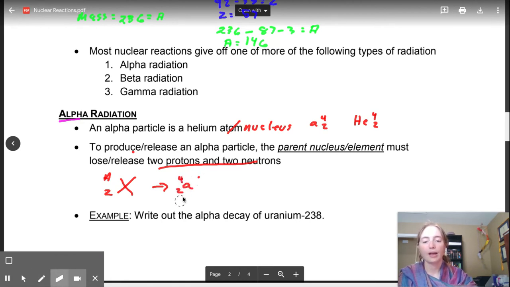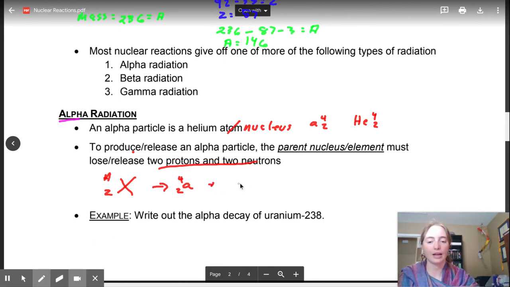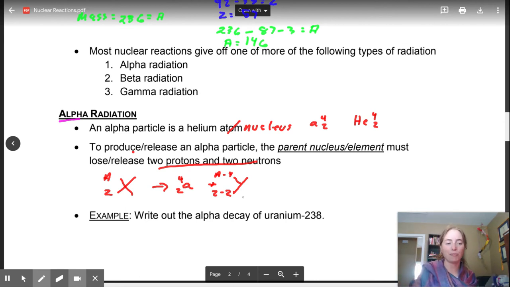In this new element, just because I can, we're going to call it Y. Y's A value is going to be A minus 4, and its Z value is going to be Z minus 2. So that is your overarching equation for alpha decay, when a radioactive element starts flinging off alpha particles.